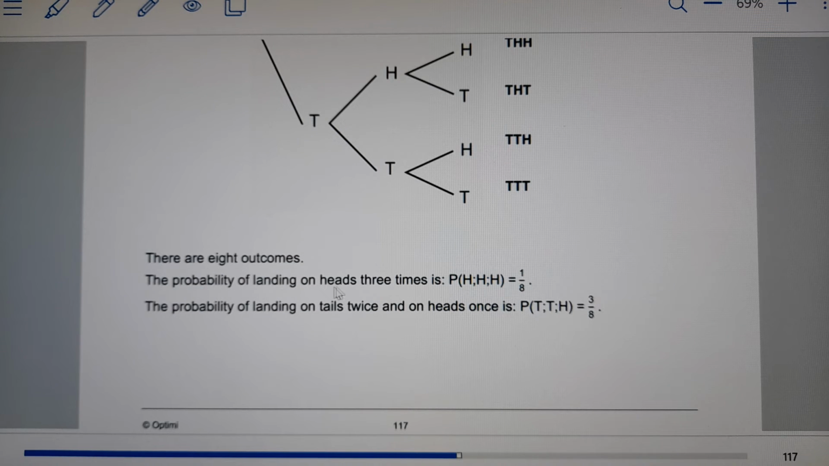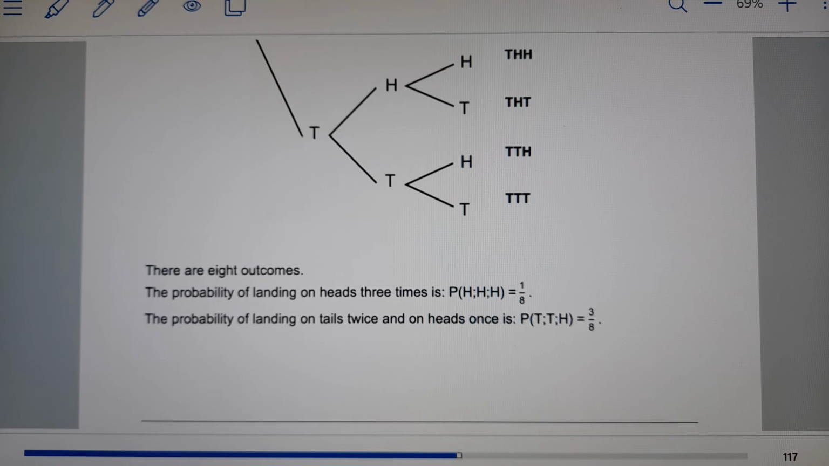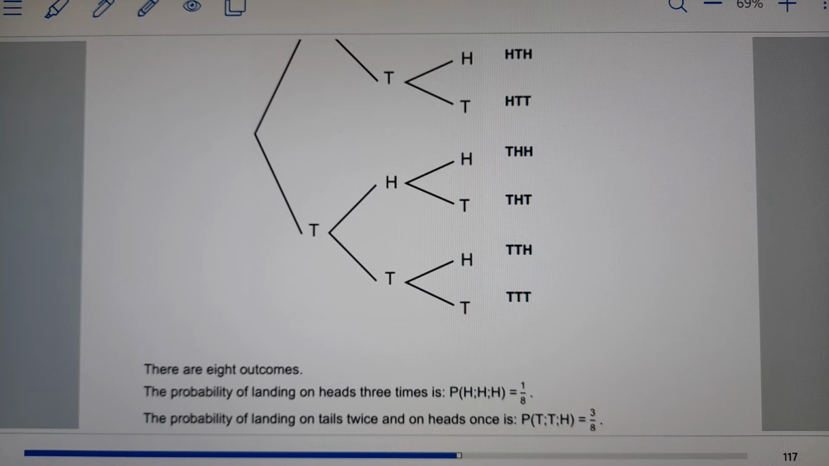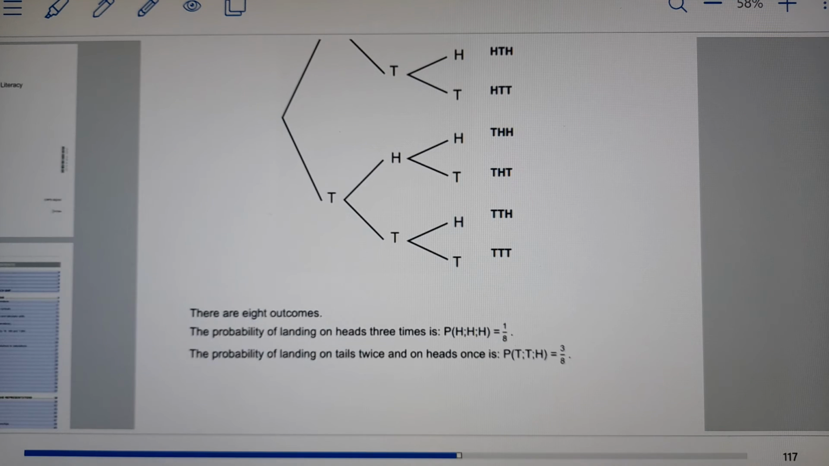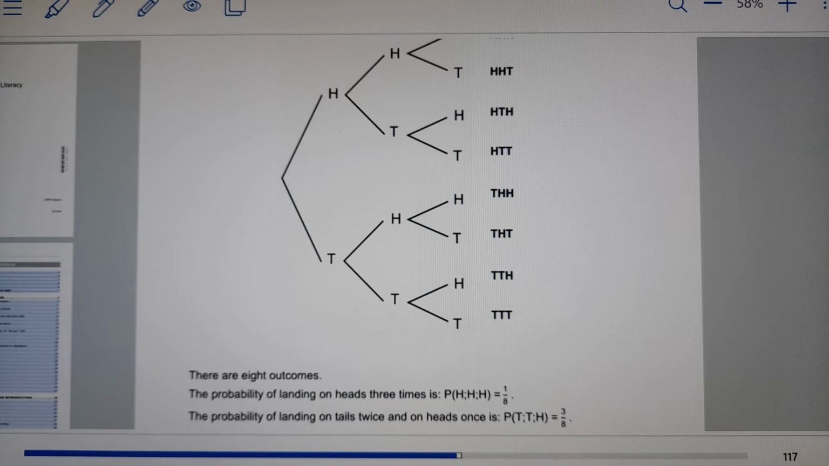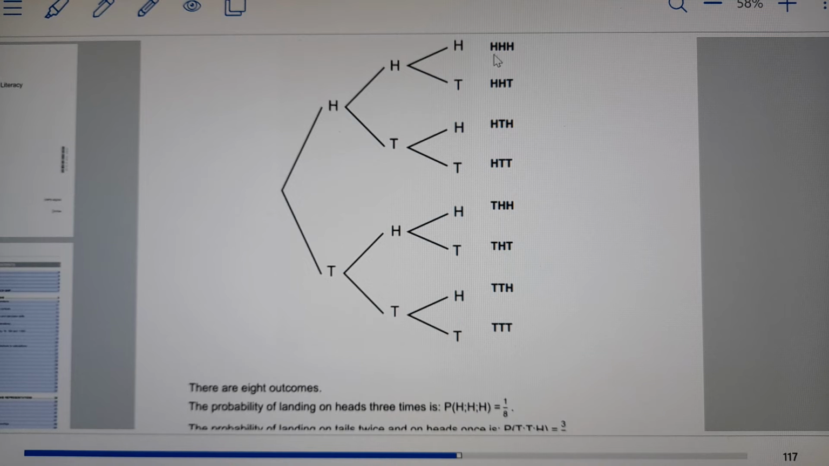So now let's look. There are 8 outcomes. The probability of landing on heads 3 times. Okay, so head 3 times. Let's look at our diagram. Head 3 times, we only have once here. Okay, so it's going to be 1/8.